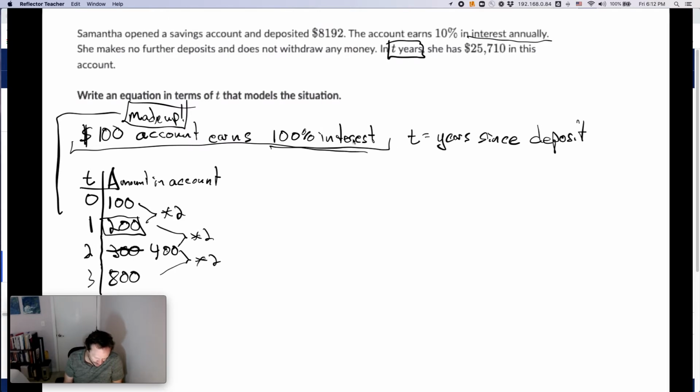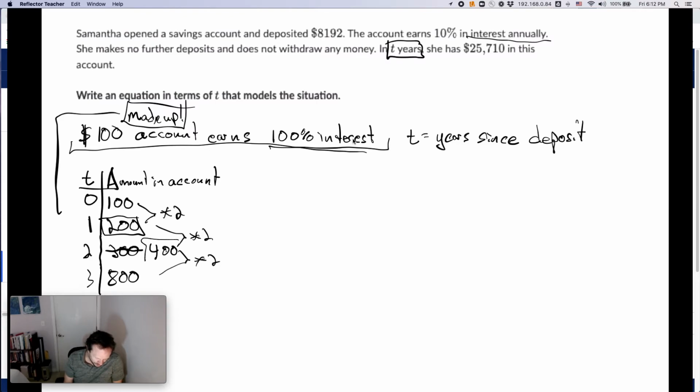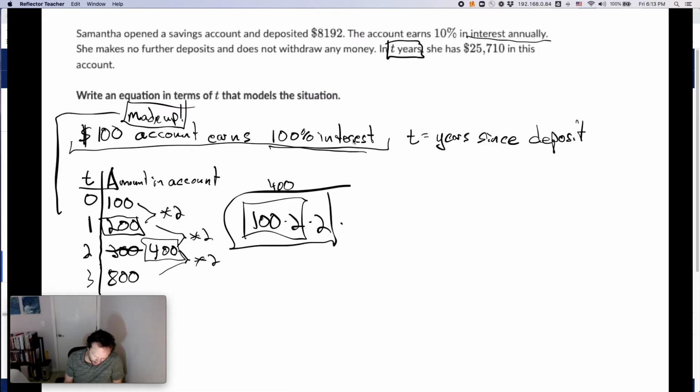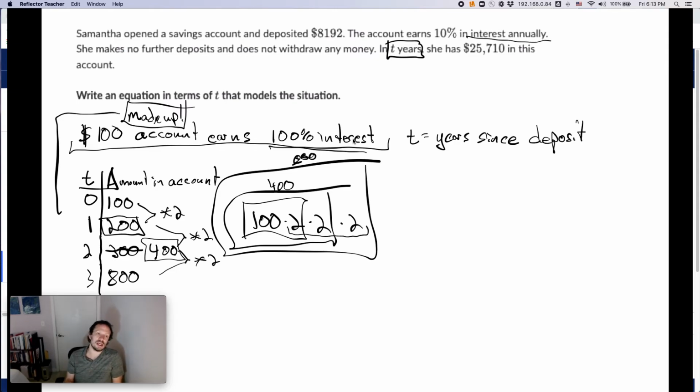See how we can get this 400 from this 200. What have we done to the 100 to get the 200? We multiplied by 2. What do we do to that 200 to get the 400? We multiply by 2. What do we do to the 400 to get the 800? We multiply by 2. Let's use the associative property and focus on these 2's together. What's 2 times 2 times 2? Yeah, it's 8. But what's another way to do that?